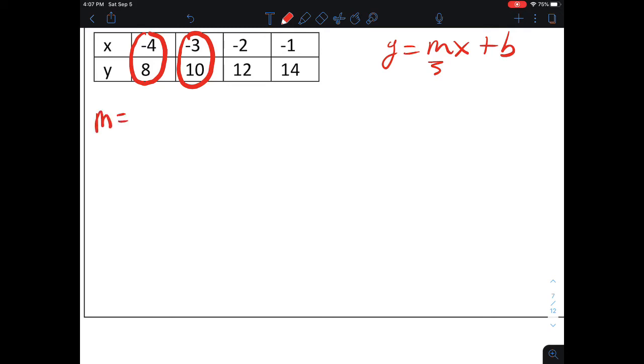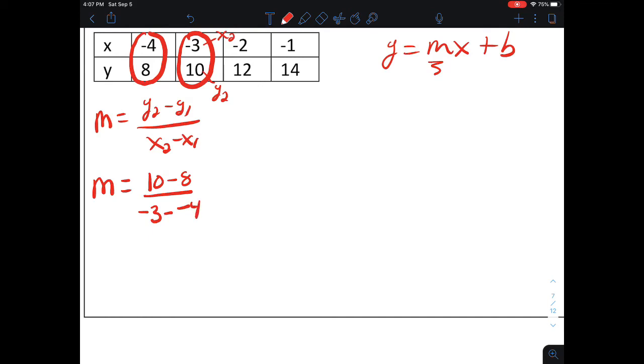So my slope is going to be y2 minus y1 over x2 minus x1. And so I'm going to put in the y's and their x's. I'm going to let y2 be the point on the right and x2 be the x value of the right, and then y1 and x1 be the one on the left. So my slope would be 10 minus 8 over negative 3 minus negative 4, which is going to give me 2 over 1. So my slope is 2. So at least we don't have to deal with a fraction.